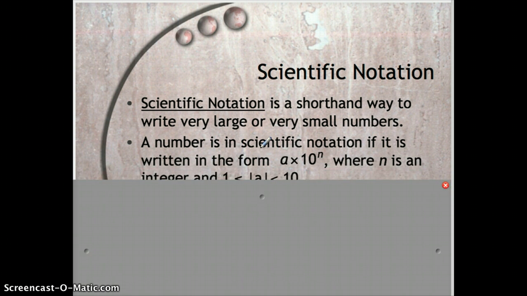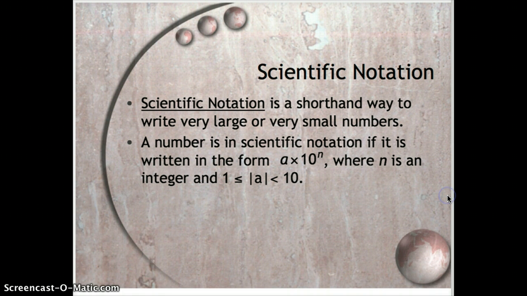So a number is in scientific notation if it's written in this form. Okay, definitely write this in your notes. It has to be in the form a times 10 to the n. So a is just a number there. n has to be an integer. And the special thing about the number a in front is a has to be between 1 and 10. The absolute value of a has to be in between 1 and 10. It can be equal to 1, but it has to be less than 10.